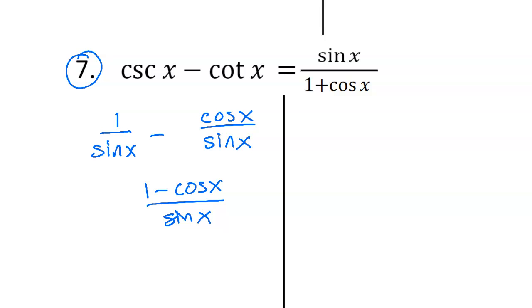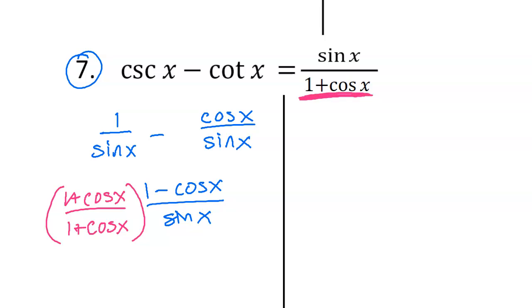Whenever you end up equaling a fraction, one thing that you can do is multiply by the denominator of what you're trying to get to. So here, I'm going to multiply this whole thing by 1 plus cosine x over 1 plus cosine of x. Basically, what I'm doing here is trying to force my denominator to be closer to the denominator I'm trying to end up with. That's my thought process behind this.